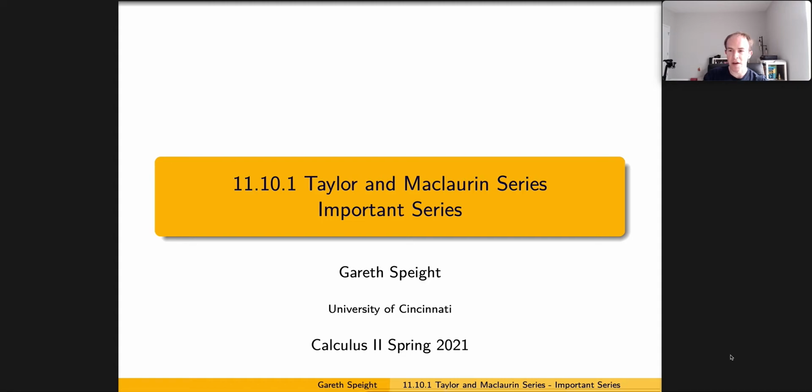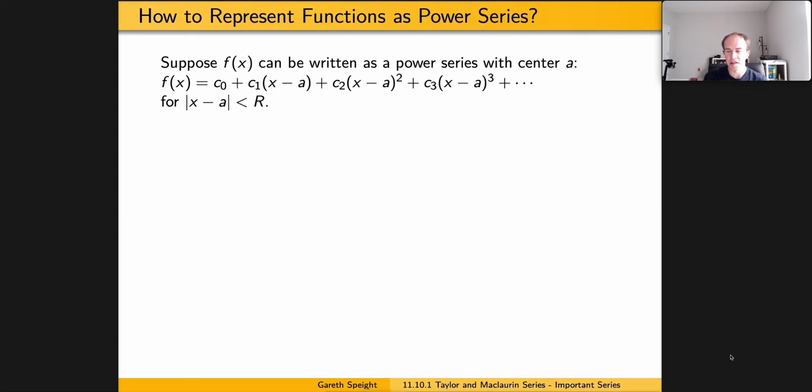And definitely this kind of method would not work for something like finding a representation for e to the x or sine x or cosine x. So it's nice to have a more systematic way, and it turns out there is a way to do it, and that's Taylor and Maclaurin series. So let's get started. So the question we're addressing is, if we have a function, can we write it as a power series? And if so, how do we do that?